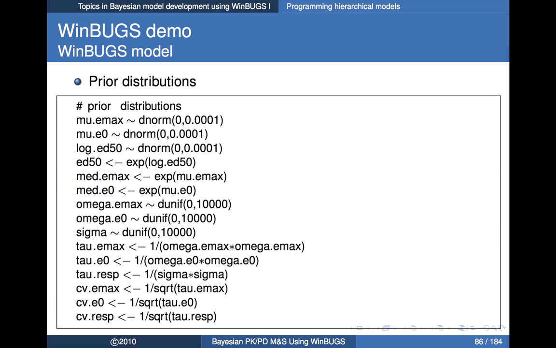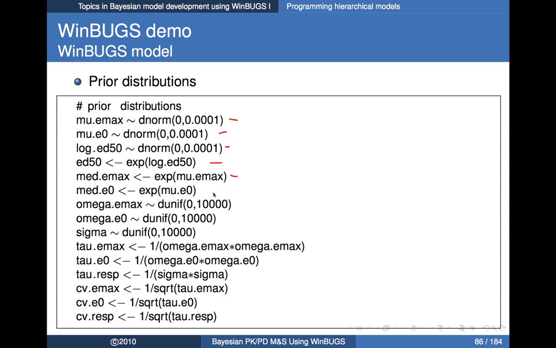So we've done that. Then I just have a whole bunch of priors in here, and these are nothing more than what I showed, and you can tie them back. Recall I said I had the mu E max was normal 0, 10 to the 4th, where 10 to the 4th was the variance, but now we've got to put it in terms of a precision, so it's 10 to the minus 4 in there. So I do that for our Emax or E0 and for the log of the ED50.